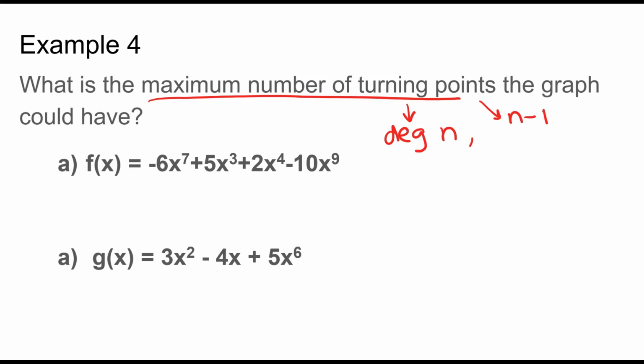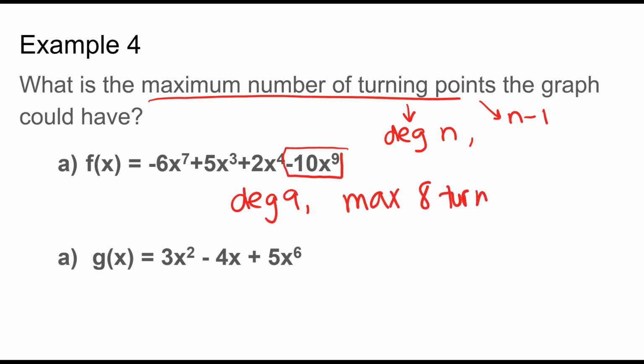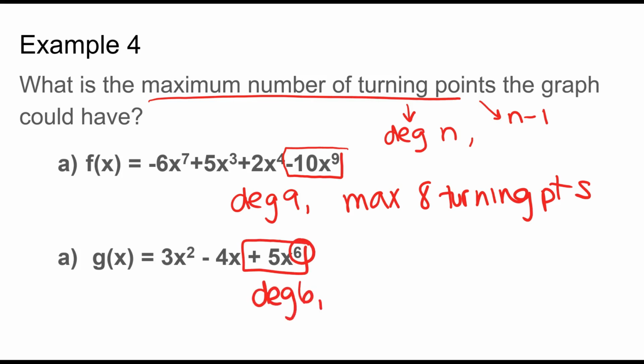So let's find the degree of this function. The degree is 9, so it can have a maximum of 8 turning points. The degree of this function is 6, so it can have a maximum of 5 turning points. Again, it doesn't have to have all 5, but it does have the option to have 5.